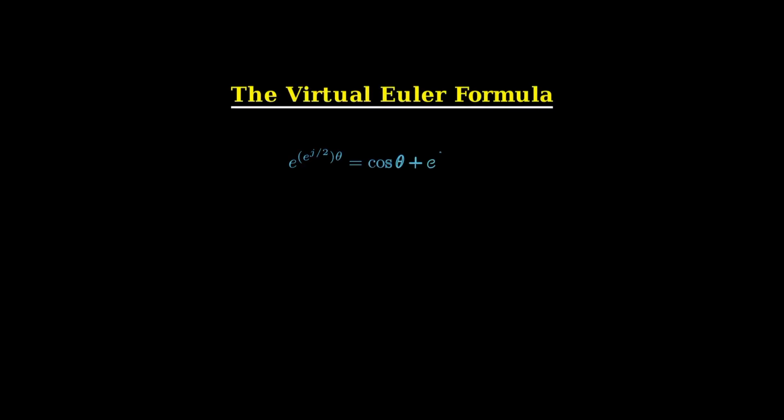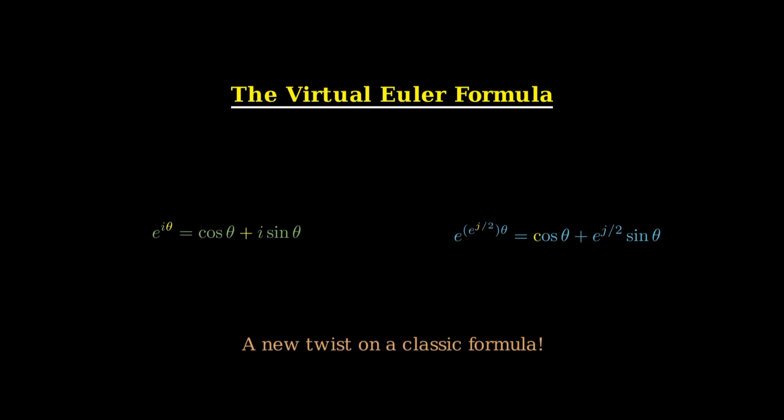Look at this beauty. Our virtual Euler formula says e to the j over 2 times theta equals cos theta plus e to the j over 2 times sine theta. It's so similar to the classical Euler formula, but instead of i, we've got e to the j over 2 playing the starring role. This is a huge step in understanding virtual numbers. Let's keep going. Let's test our formula by setting theta equal to pi.